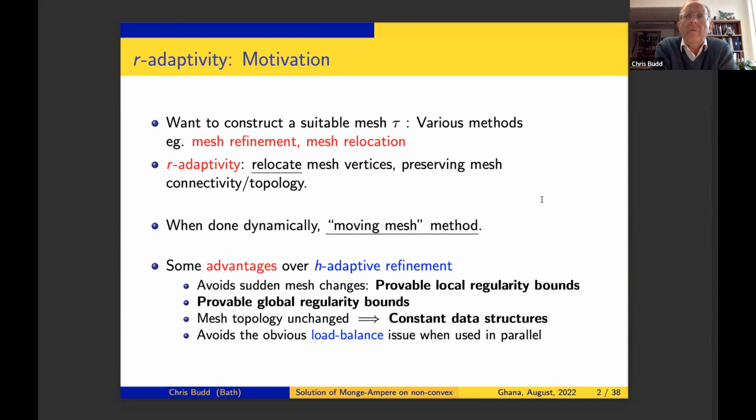But I'm going to describe a method which completely avoids that problem, which allows you to build meshes without any problems of tangling. So there we are. That's the motivation behind moving meshes. And that's what I'm going to be largely talking about today.